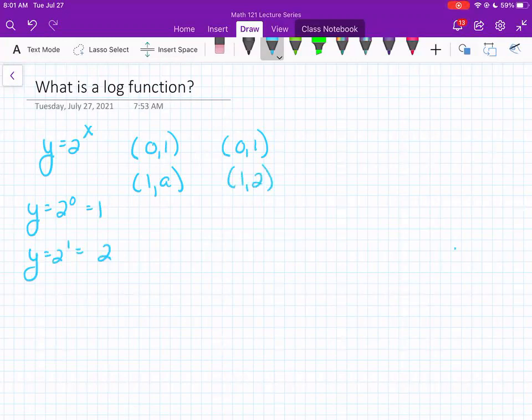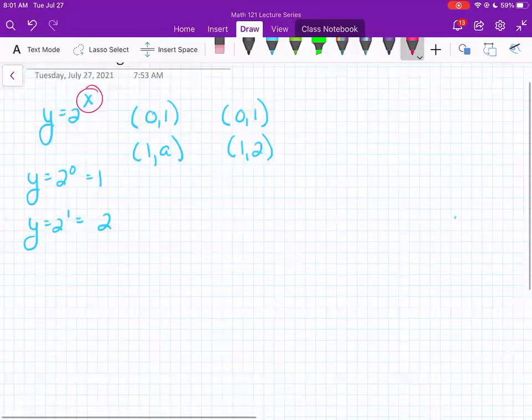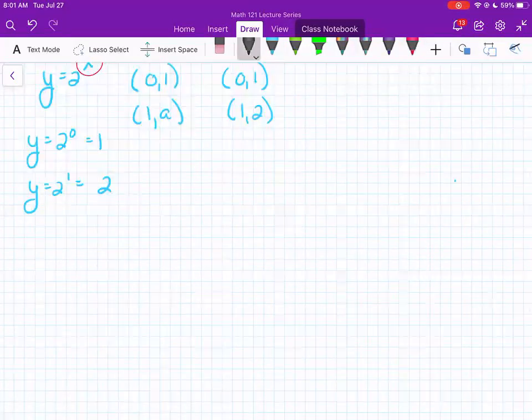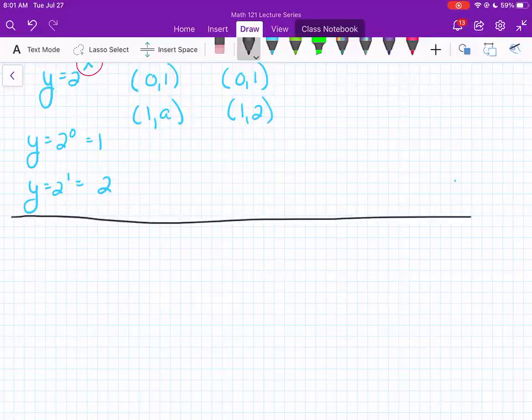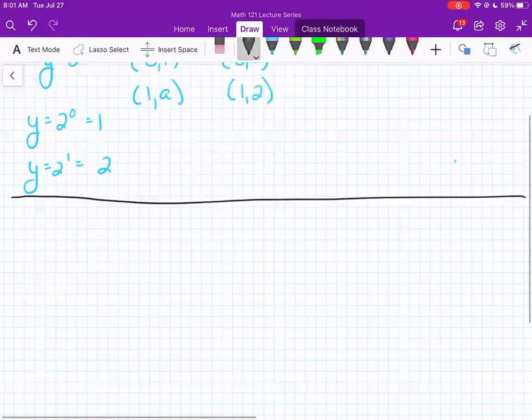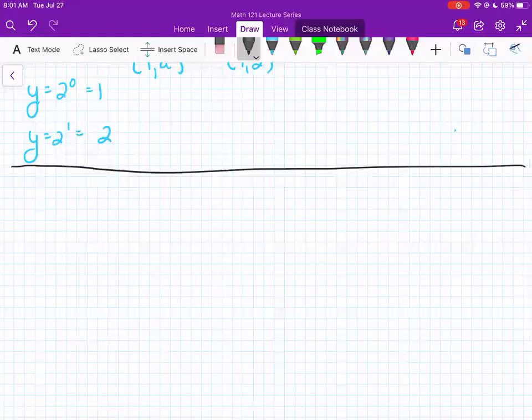Other functions that we've looked at, we've been able to reverse those functions and perhaps solve for x. Well, at this point, we don't know how to do that yet unless it's a very simple function. So what we're looking at today is how to undo an exponential function. And to do that, we use something called the log.